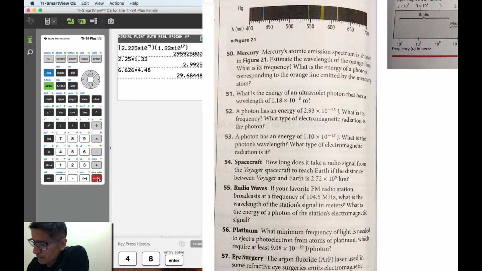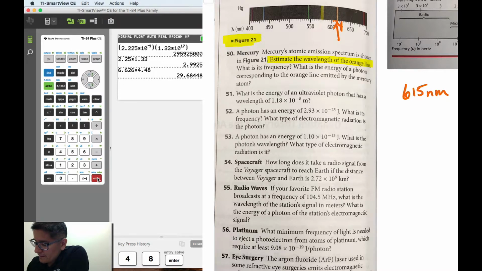So let's move on to the next problem, and that is problem 50. Mercury's atomic emission spectrum is shown at top. So this is the figure that I'm focusing on here. Estimate the wavelength of the orange line. So I'm looking at this orange line right there. I'm estimating that wavelength, and I'm going to go ahead and estimate it at 615 nanometers. I know that this is 625, and so that would be 605, 610, 615, right? That's how I got to that point, 615 nanometers.